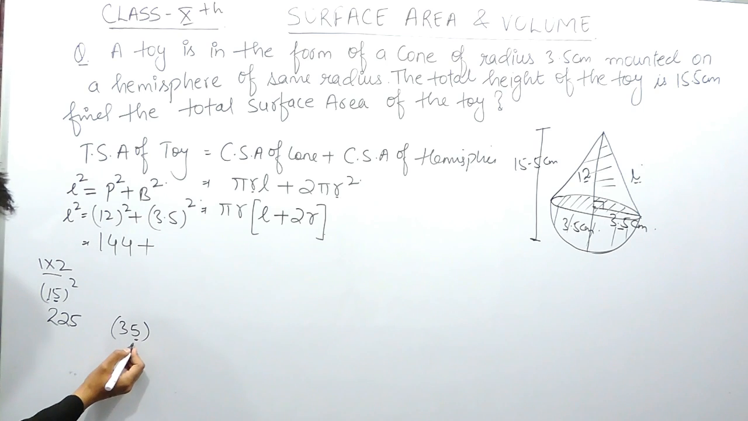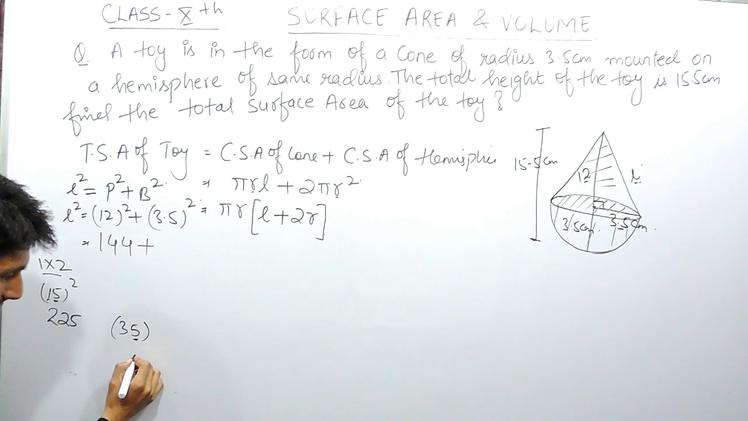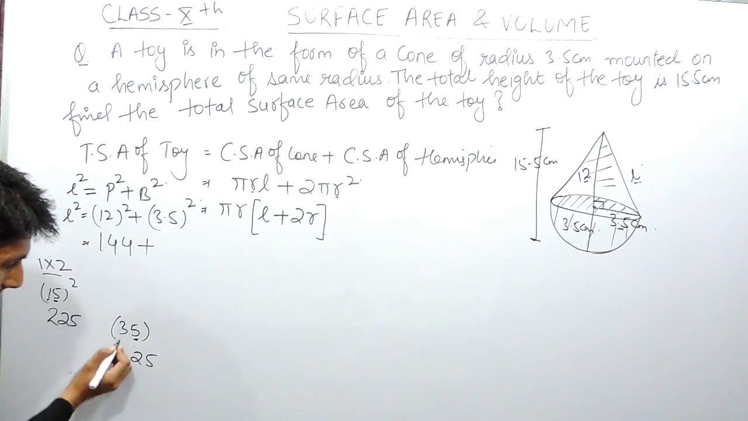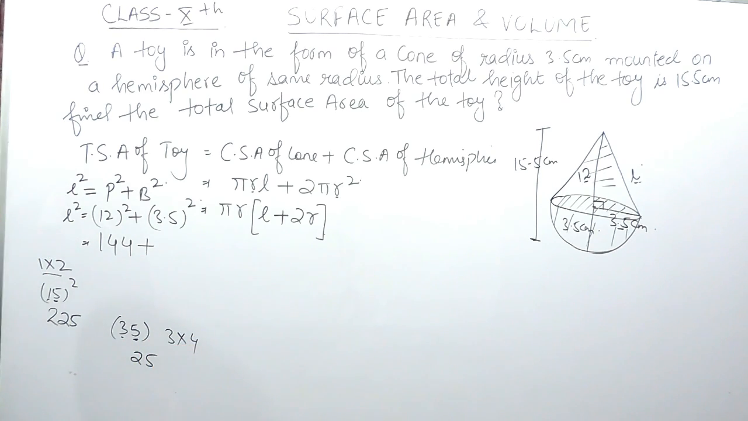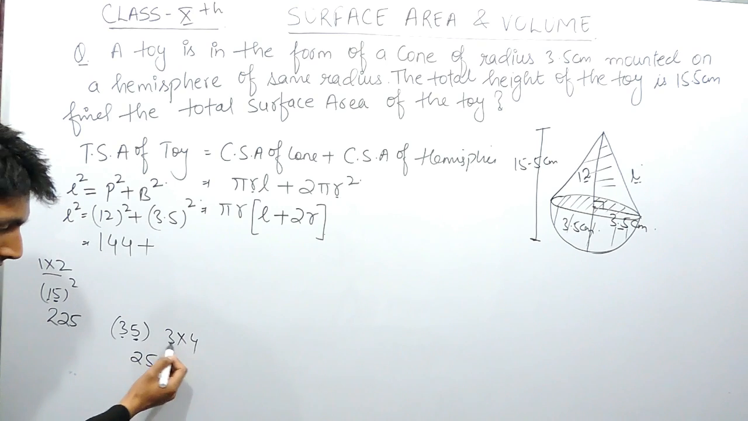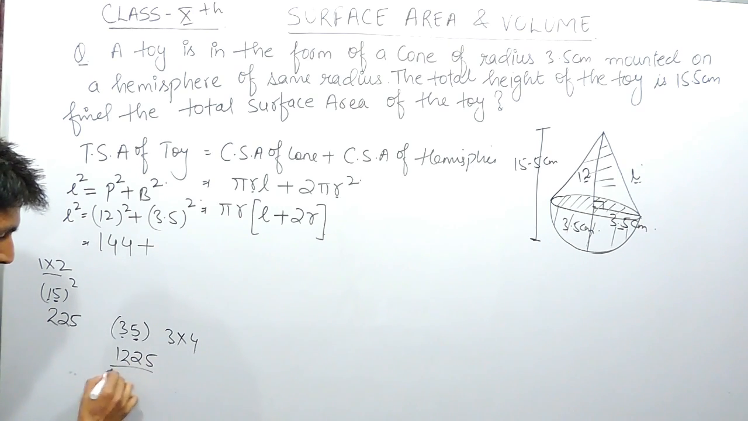Similarly, if you want to find the square of 35, the square of 5 will be 25, and you have to multiply this 3 with the next natural number, which is 4. So this will be 12. So you have to write here 12. So this will be the square of 35.